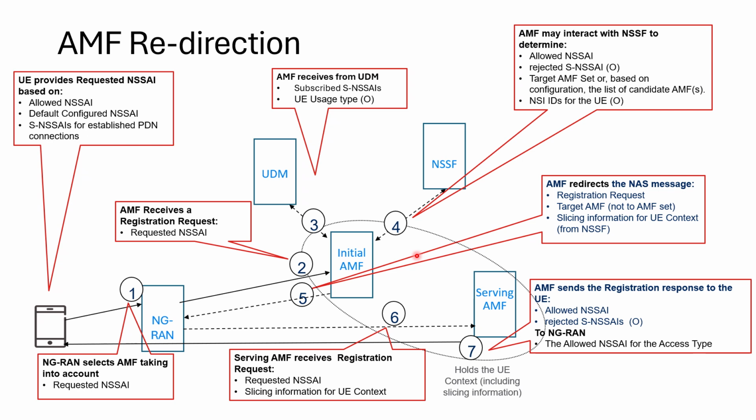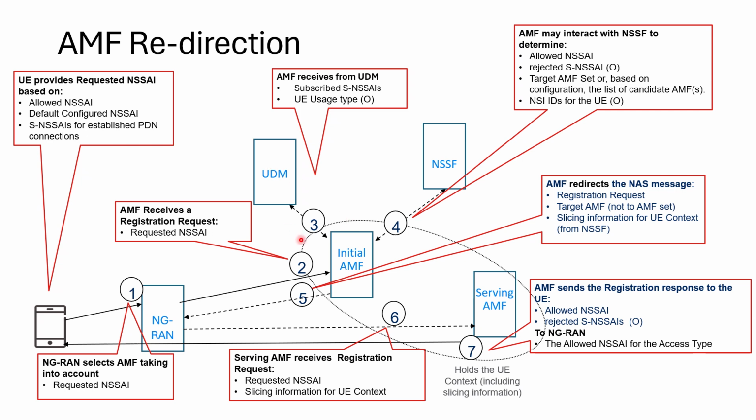Now the initial AMF receives the request but cannot act on it, so it must verify the user's contract and the network topology. So there comes step 3, which is the subscription check. Now the initial AMF queries the UDM. The UDM replies with the subscribed S-NSSAI, typically saying yes, this user pays for the enterprise slice they are requesting.